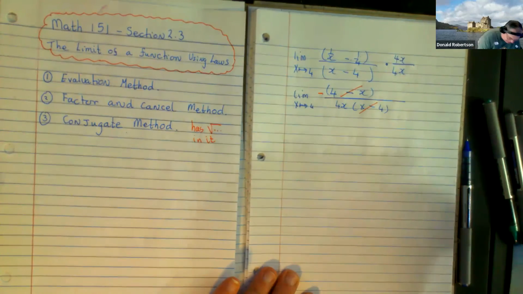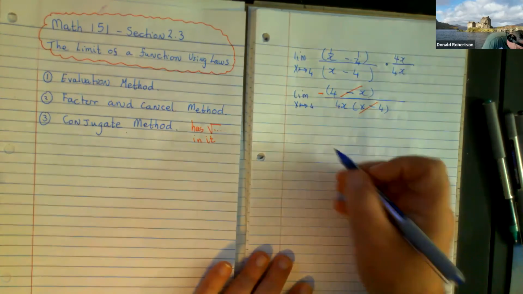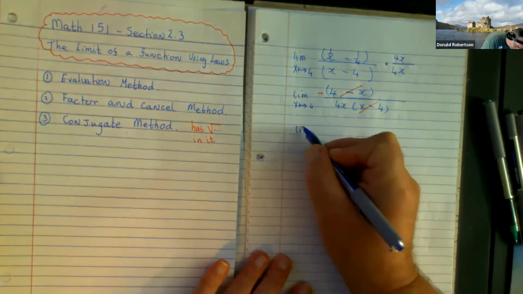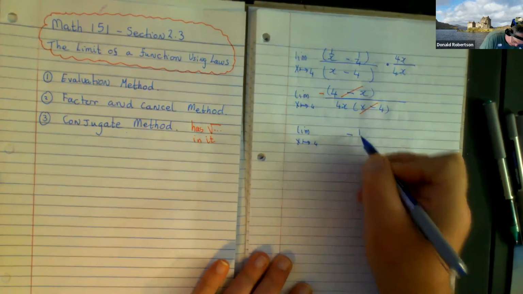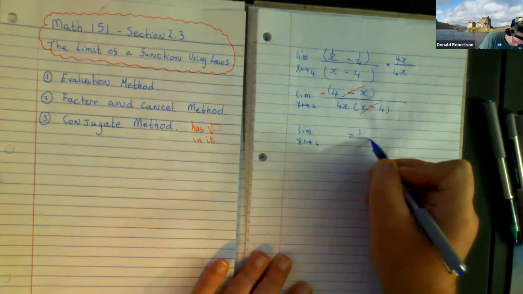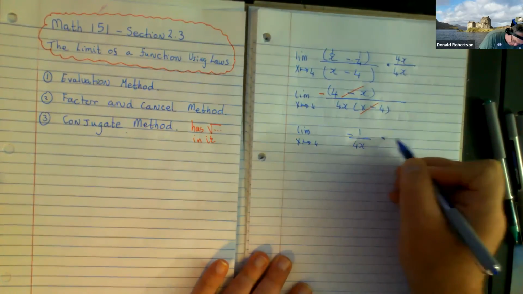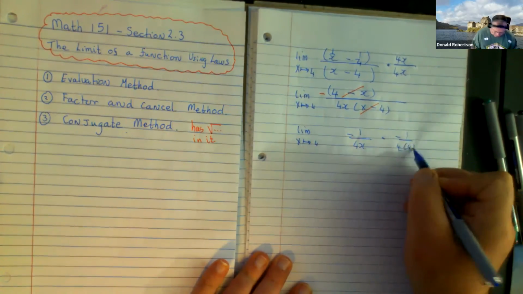The answer is going to be negative. So it's going to be the limit as x tends to 4 of essentially -1 over 4x, which is -1 over 4 times 4, which is -1/16.